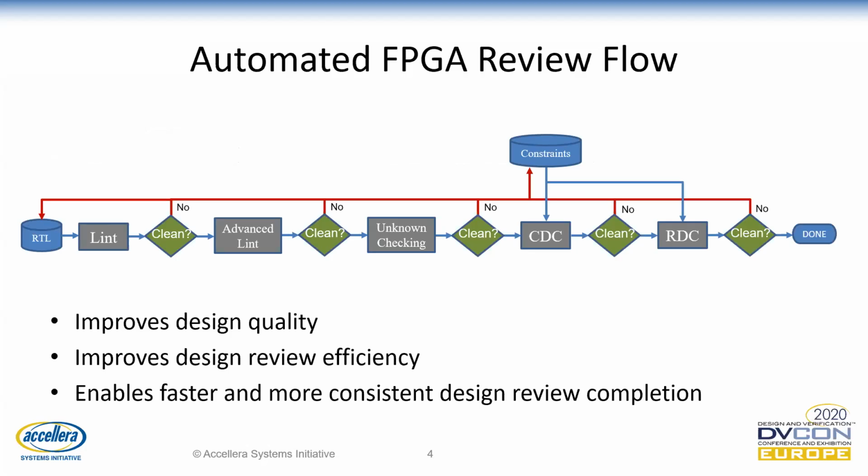So here's an example of an automated FPGA design review flow. This automated flow will help to improve design quality and improve design review efficiency and productivity. Using this flow, design teams will be able to complete design reviews not just faster, but also more consistently.